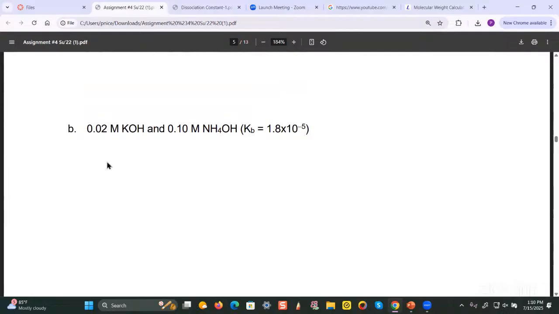And for 9B, something similar. The only difference is now you're comparing potassium hydroxide to ammonium hydroxide. Again, in the case of potassium hydroxide, that's a strong base, so that's simple, relatively speaking. But for ammonium hydroxide, you'd have to determine the pH going through the steps, ice table, all that good stuff, right? So I'm going to leave that for you to try on your own.